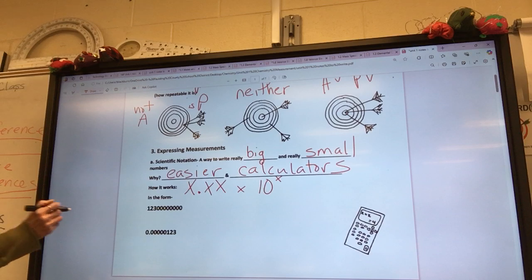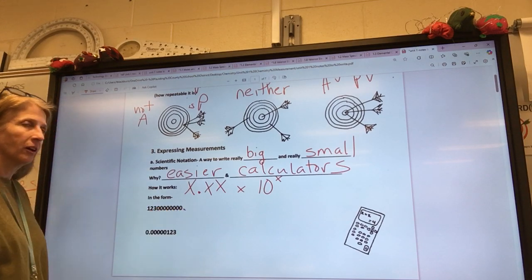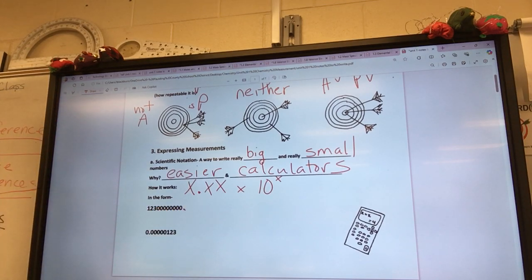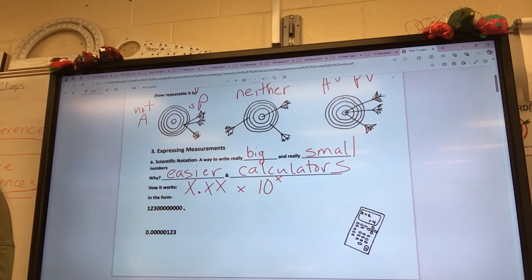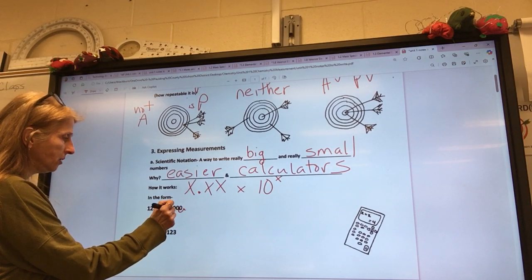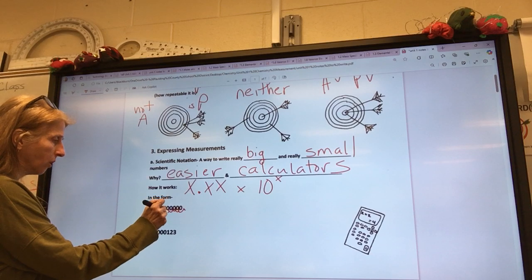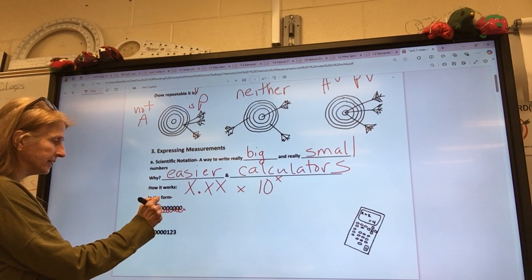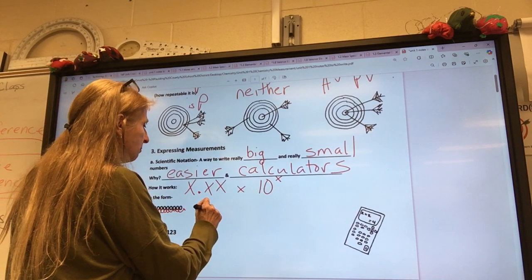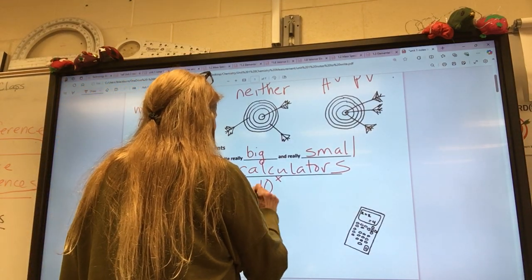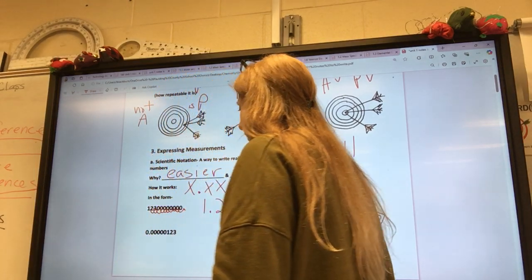Okay, all right, so this is how it works. There is a decimal point right here, an understood decimal point. We make the decimal point jump into its proper place. Its proper place is behind the first non-zero digit, okay? So while it hops to its place, we're going to count the hops. Okay, here we go. 1, 2, 3, 4, 5, 6, 7, 8, 9, 10. So this number is 1.23 times 10 to the 10th power.